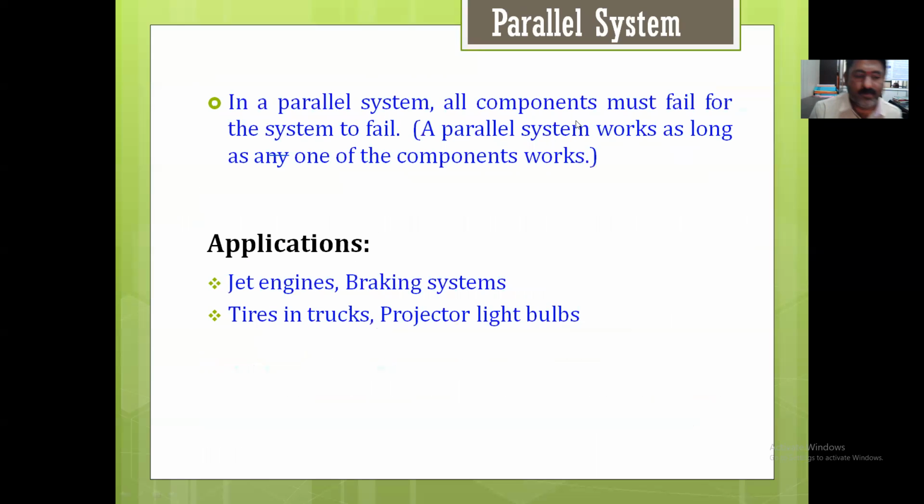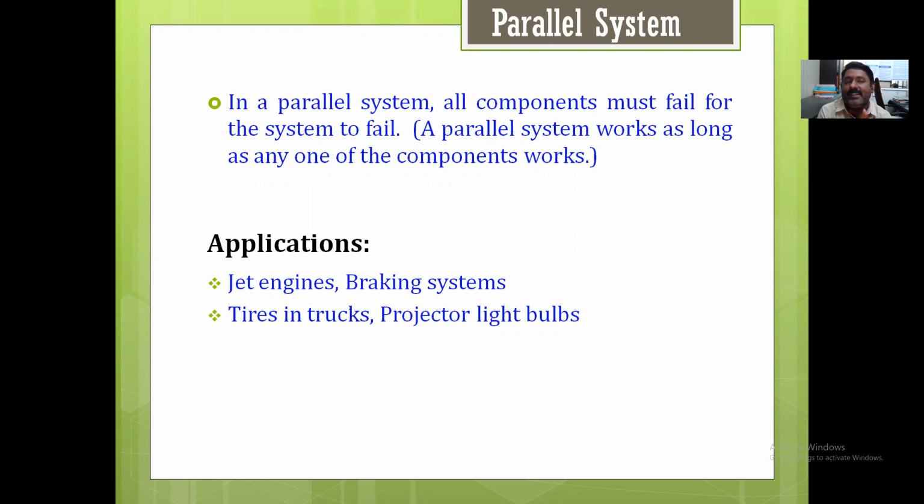Now let us move further. Let us have an introduction about parallel. In parallel systems, all components must fail for the system to fail. See here, there are 10 components. In series, if any one component fails, the system fails, even if the other 9 are working. In parallel, all components must fail to make the system fail.